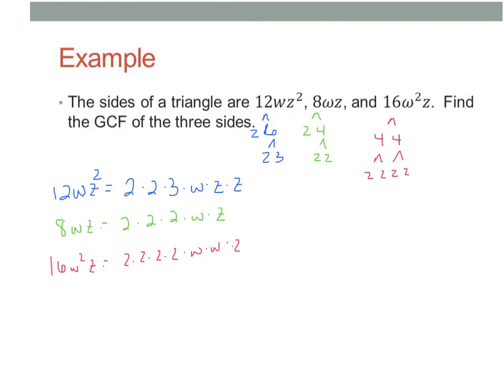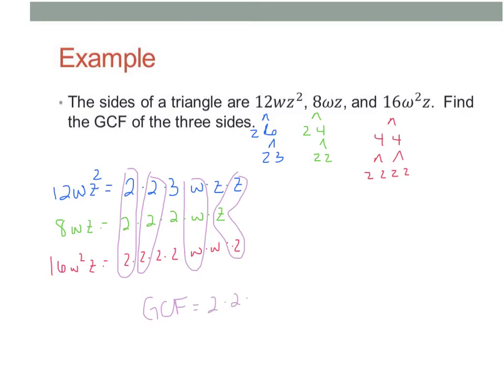So what do they all three have in common? Well, they have that two in common. They have that two in common. They have a w in common. And they have a z in common. So that's what all three have. And if you go back to what you just wrote on the last slide about the greatest common factor, it said it's the product of the common factors. So my greatest common factor is going to be 2 times 2 times w times z, or 4wz. That is my greatest common factor, the product of the common factors.